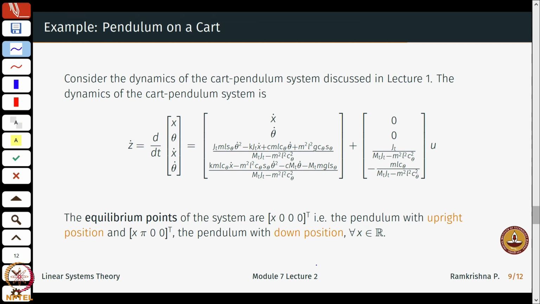Okay, so I just start again with the dynamics of the cart-pendulum system, which was discussed in the first lecture. We derived the dynamics to be of this form. It will have certain equilibrium points, right. One is where the pendulum is in the upright position, with theta equal to 0 and, at steady state, the velocities going to 0. So, this will be theta equal to 0, with both velocities equal to 0. Another possibility is the downward position, where theta is pi, some value of x, and the velocity is 0.